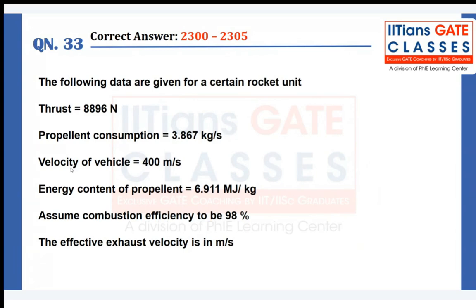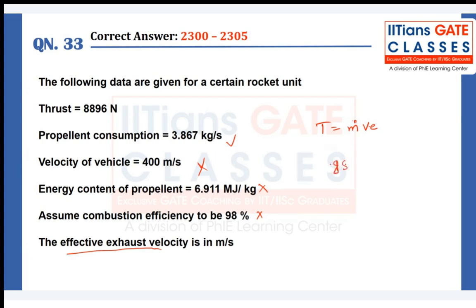So here it's a rocket question. Thrust is provided, propellant mass consumption is provided, velocity of the vehicle, which is of no use for us, energy content of the propellant also of no use, and combustion efficiency. So we need to find out the effective exhaust velocity. We know that for the rocket, thrust is equal to m dot times VE. This is the thrust equation for any rocket.